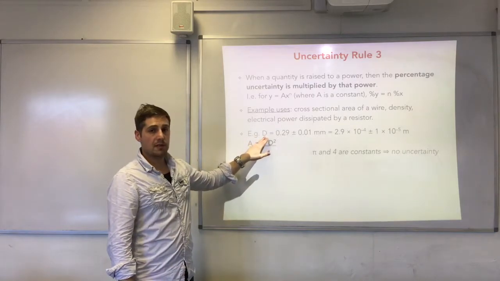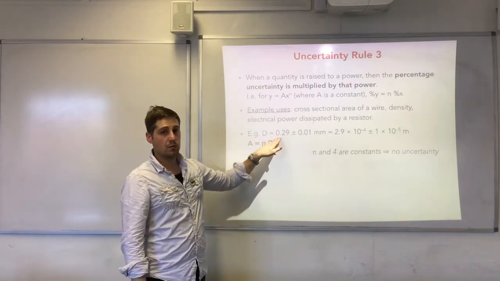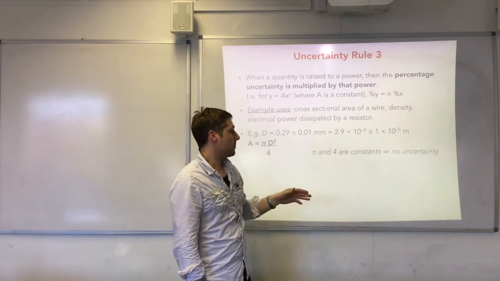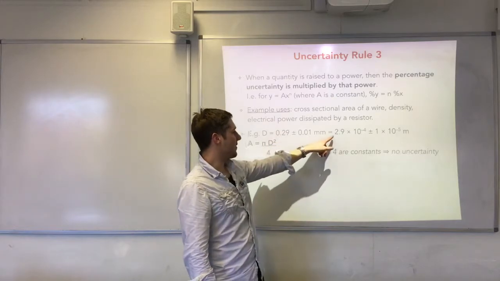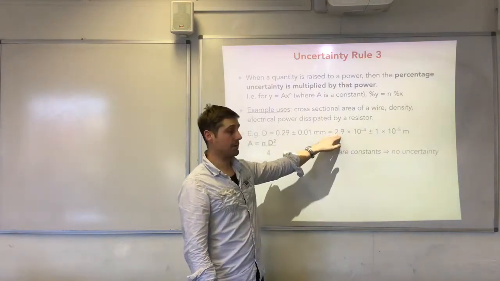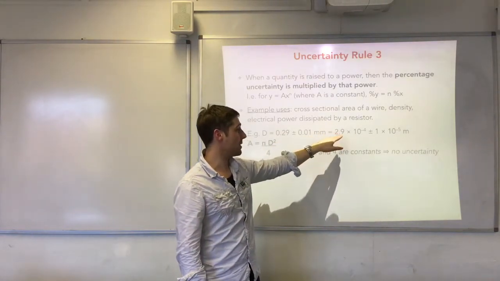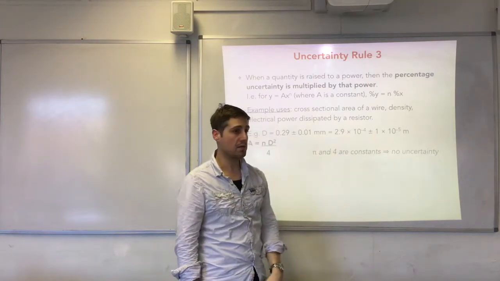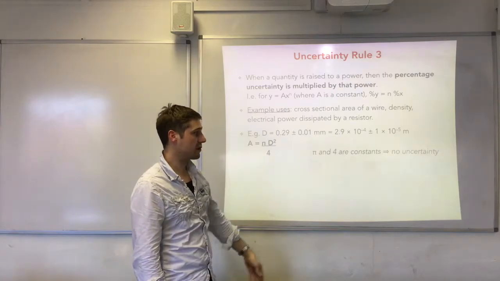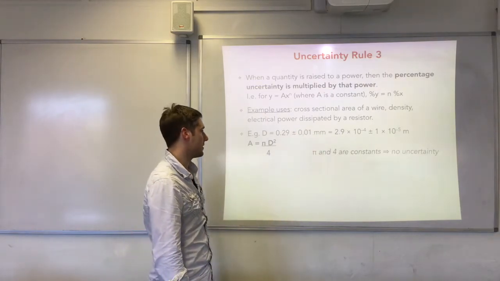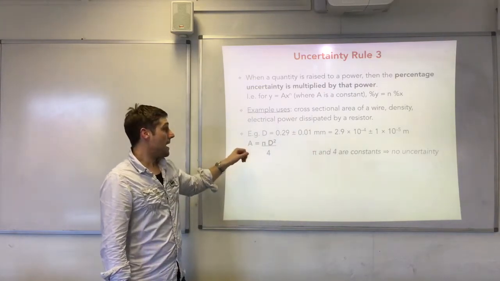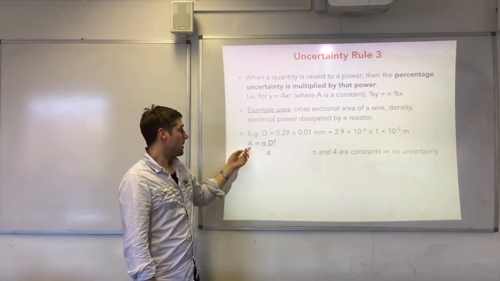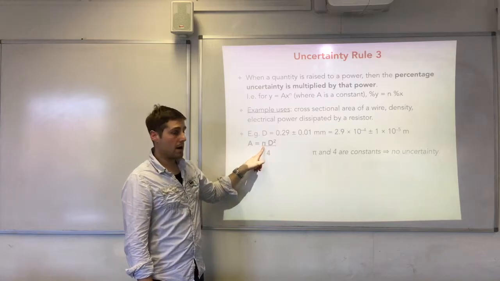I measure a diameter of a wire to be 0.29 plus or minus 0.01 millimeters. Now, this is the diameter stated in meters, so that's 2.9 times 10 to the minus 4 plus or minus 1 times 10 to the minus 5 meters, just so I didn't have loads of points and zeros there. And with that, I'm calculating the cross-sectional area of the wire, which would be equal to pi times d squared over 4.